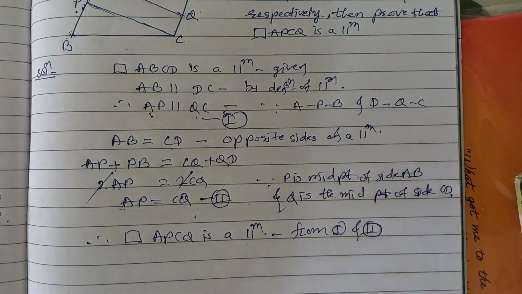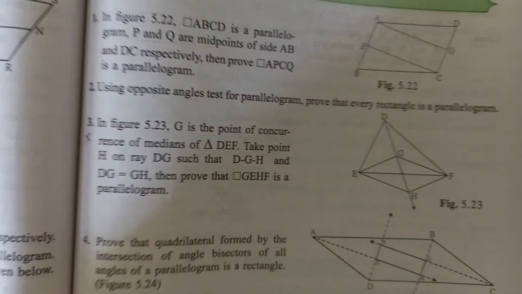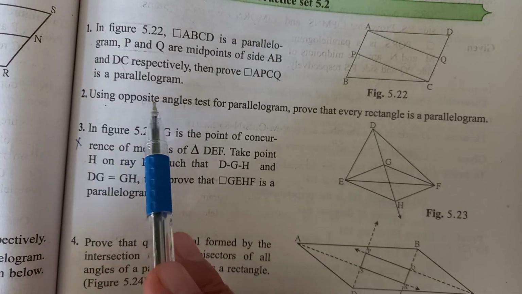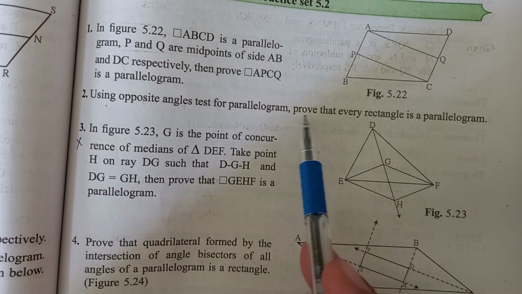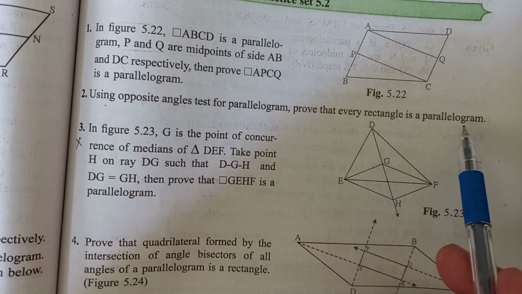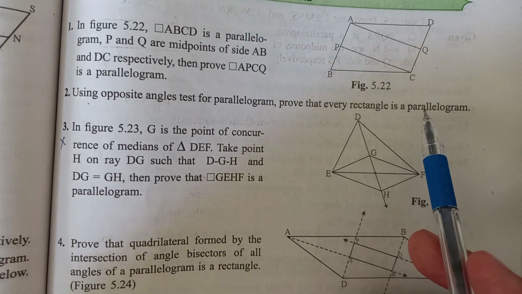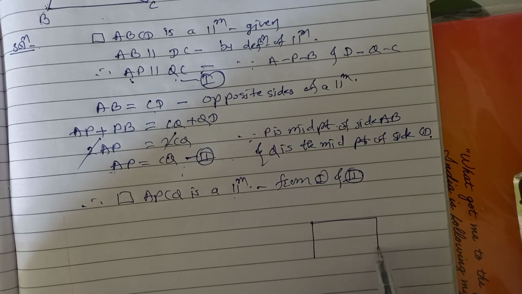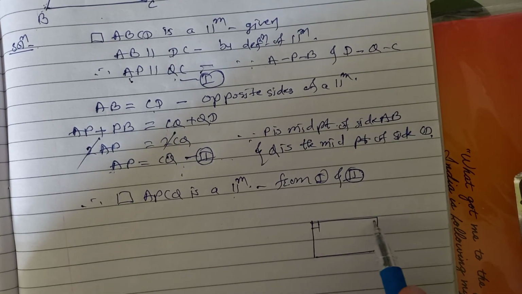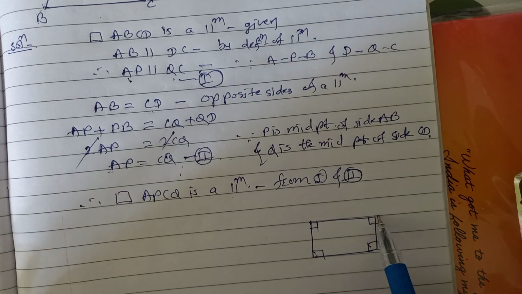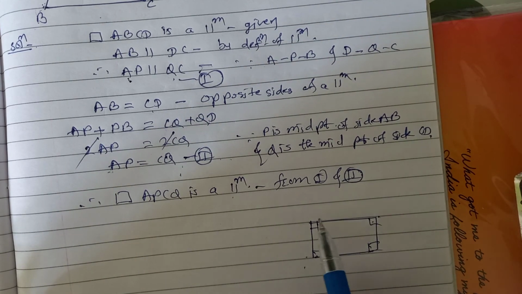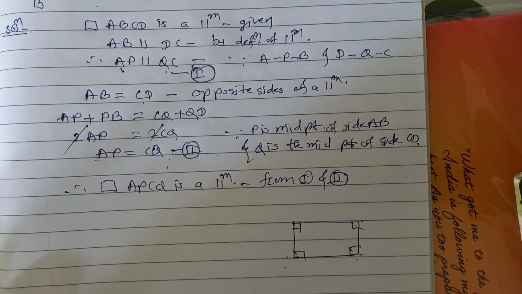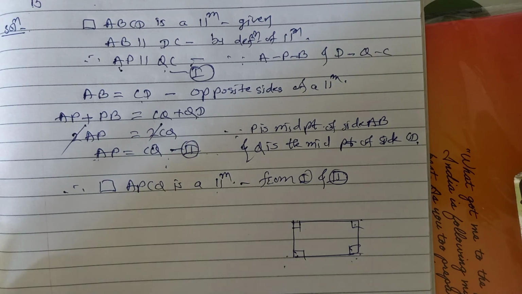Very simple proof. Then you have to solve this second one from the book. Using the opposite angle test for the parallelogram, prove that every rectangle is a parallelogram. It is very simple. A rectangle is a parallelogram. Draw the diagram of the rectangle. We know all angles are what? 90 degrees. So you can say these two are congruent, 90 and 90. So these two means opposite angles are congruent. So by the property, what we can say is that it is a parallelogram.